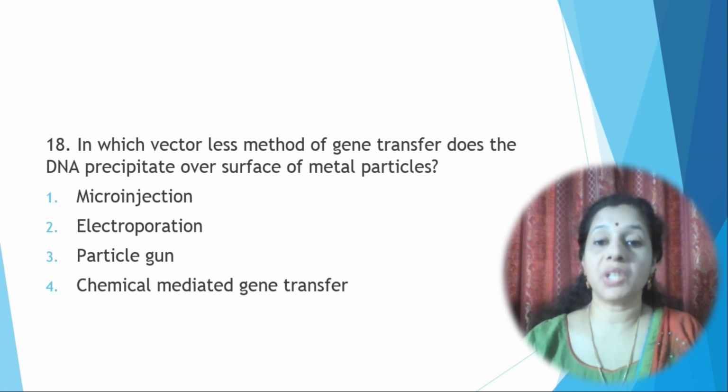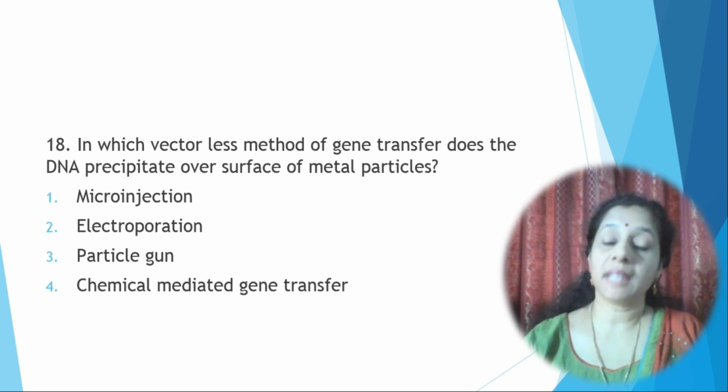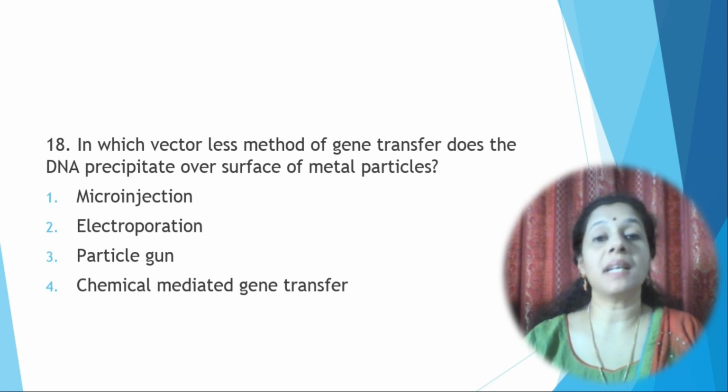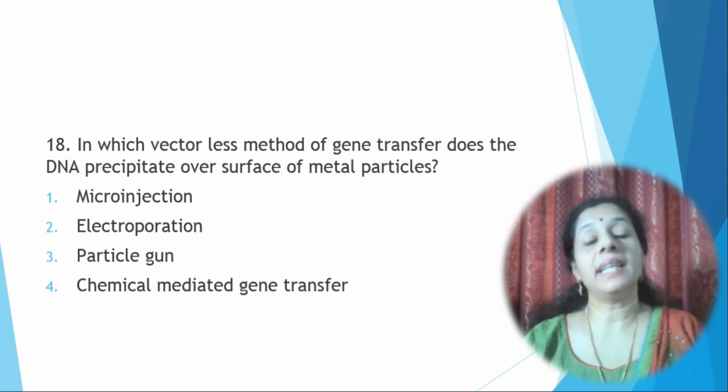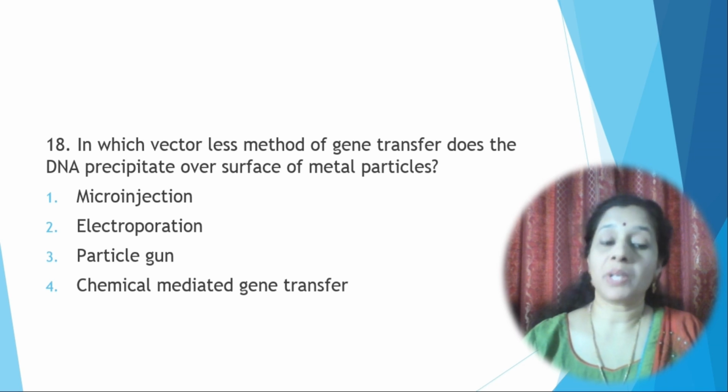In which vectorless method of gene transfer does DNA precipitate over surface of metal particles? The vectorless gene transfer can be microinjection, biolistic or gene gun, or electroporation. In the biolistic gun, we make small particles and over that we coat the DNA to be inserted, and that is called a particle gun. So option 3 is the correct answer. The particles are made up of either tungsten or gold, which are unreactive metals.